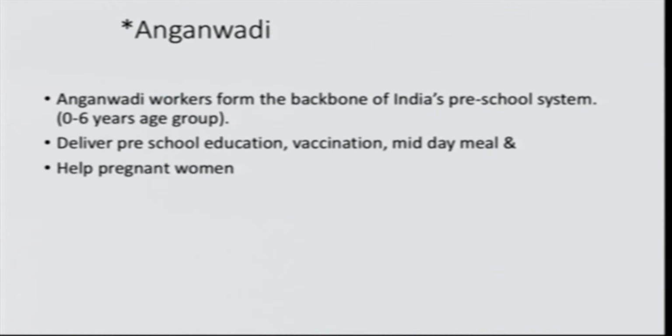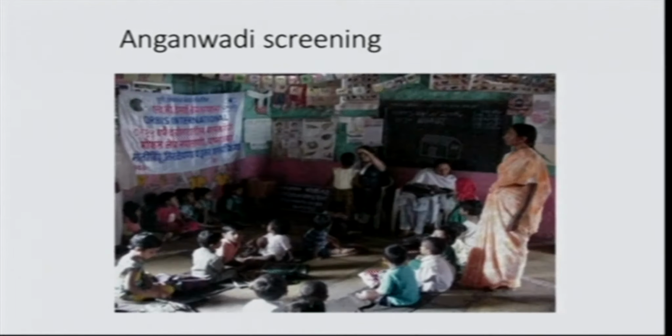Again, when we are looking at school screening, we also look at the Anganwadi screenings because they form the backbone of India's preschool system. It's 0 to 6 years of age. While they do preschool education, vaccination, midday meal, and helping pregnant women, most importantly, they are the most important link if we want to do anything with preschool children. And we know that amblyopia develops in the first 6 to 7 years of life. If we have to do something to prevent that amblyopia, then screening Anganwadis has to be done.